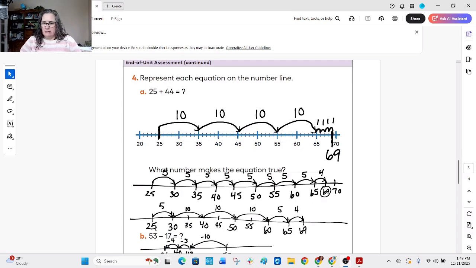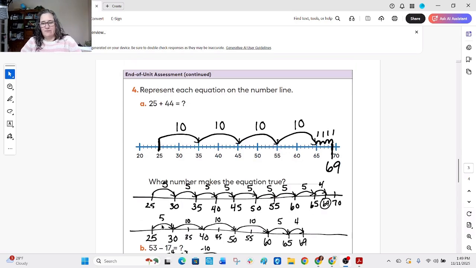Another way they might do it, a third way, they might add 5 to get to 30 and then count on by tens once they get on that decade, and then they'll have to add another 5 to go from 60 to 65, and then add the 4 ones. So in this one, it's kind of in between, but they're decomposing one of the 4 tens so that they do 5 at the beginning to get to an even 10, and then 5 at the end to count on the rest of the way.